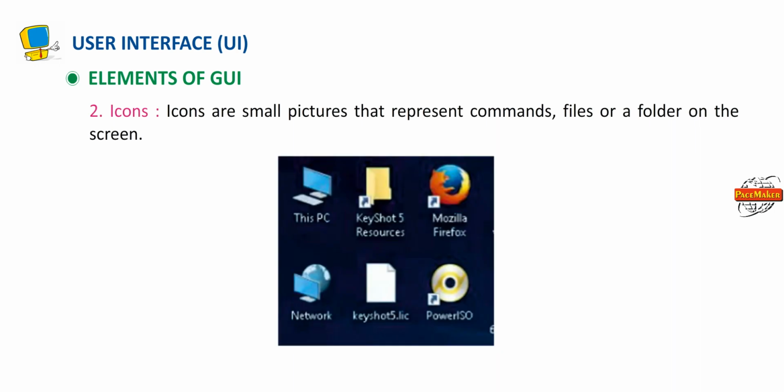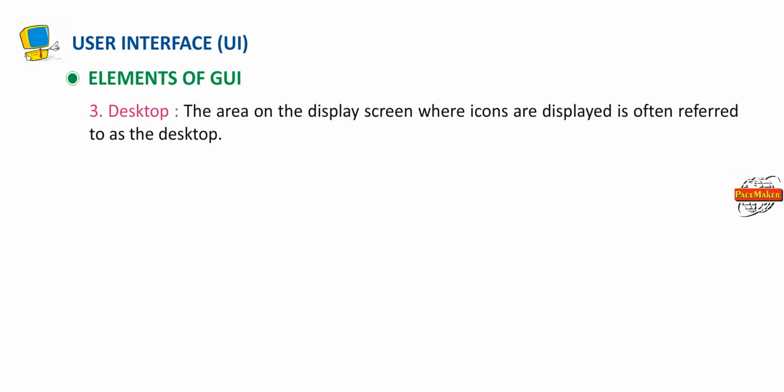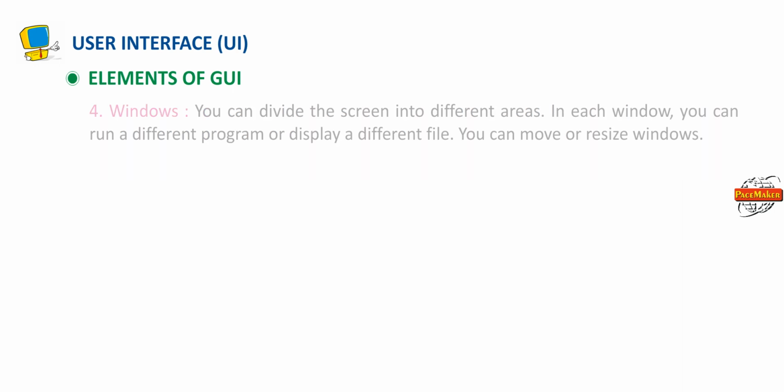Second, icons. Icons are small pictures that represent commands, files, or a folder on the screen. Third, desktop. The area on the display screen where icons are displayed is often referred to as the desktop.